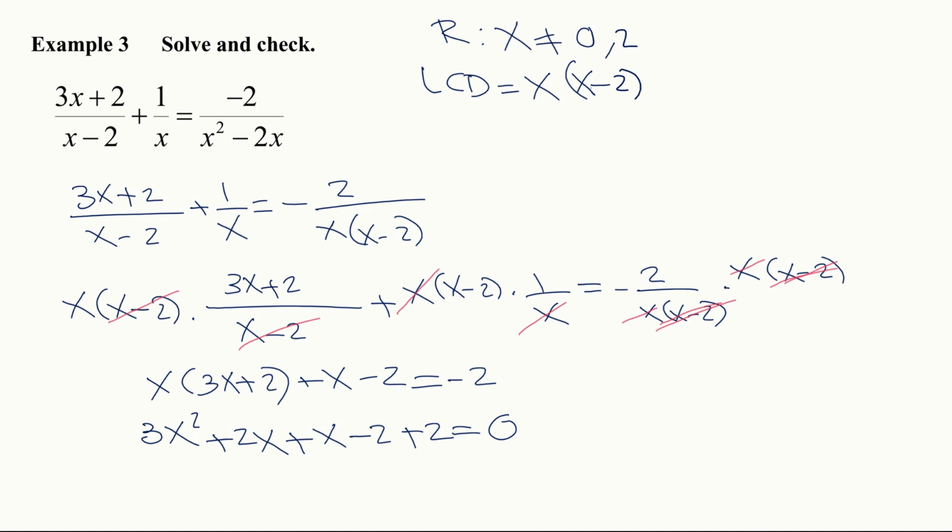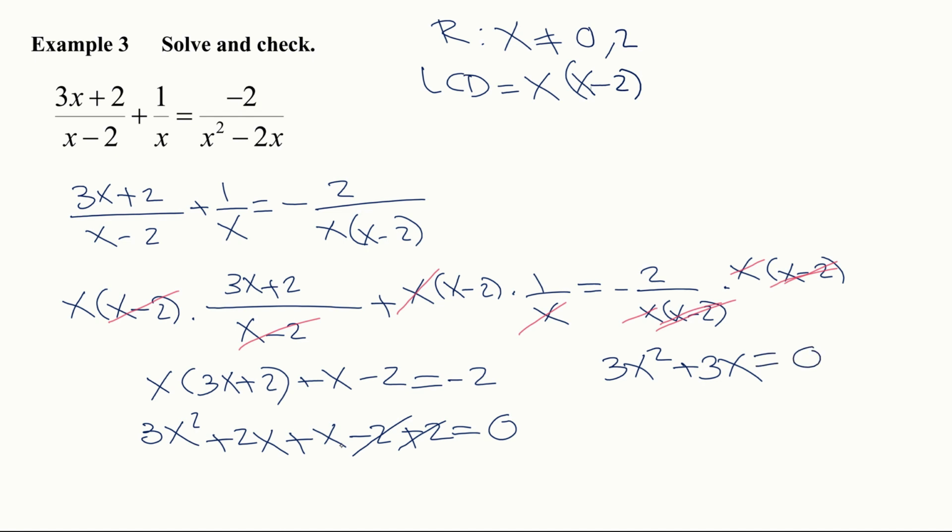Remember, once you go into a higher order equation above linear level, you have to move everything to one side and try to factor. It's different from how we handle linear equations. So now we have 3x squared. Now plus 2x plus x gives me plus 3x. And I notice that these two cancel out, equals 0.